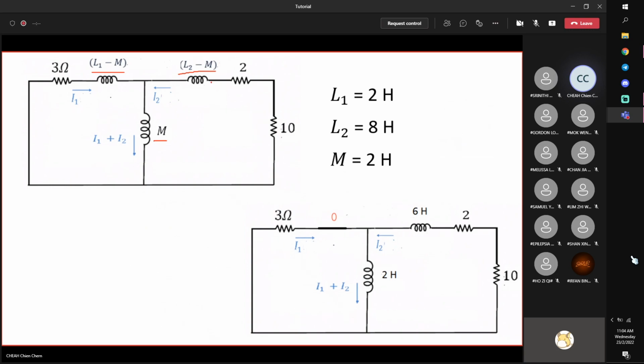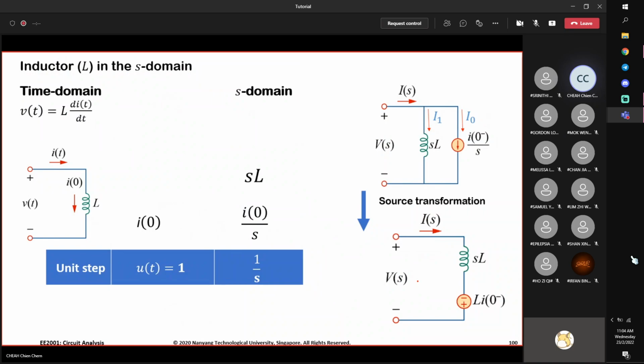In particular, L1 minus M becomes 0. So actually there's zero inductance, right? That means no inductor there, nothing. So this is simplified to 0. And L2 minus M, 8 minus 2, is 6. Right? Mutual inductance, 2. Just put 2. So this is easier to analyze now. And we can transform it into the Laplace domain.